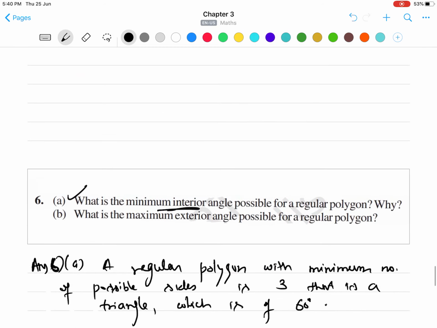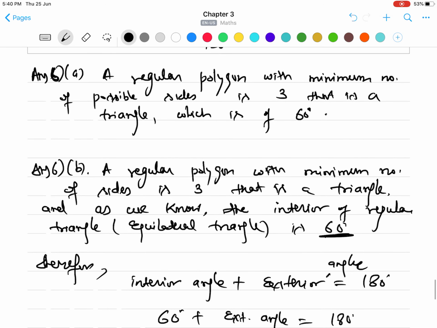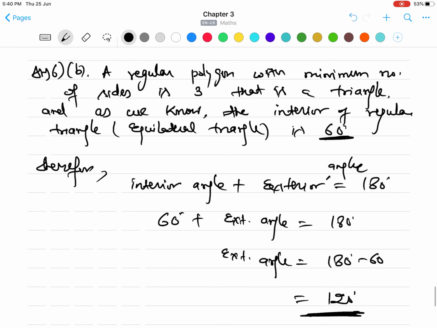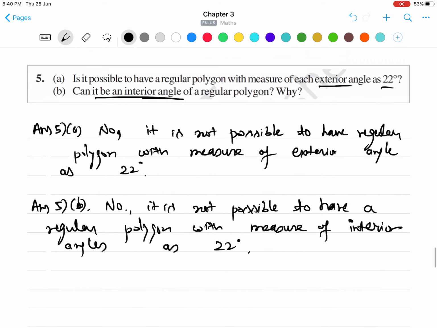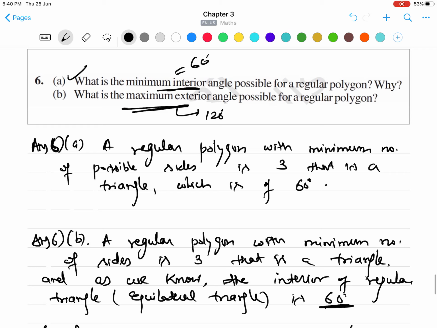Okay, so you are asked what is the minimum interior angle. The answer is, minimum interior angle for a regular polygon is 60 degree. Then you are asked what is the maximum exterior angle. That angle is 120 degrees. Okay, so that's the solution of question number 6 of this exercise. With this we have finished all the questions of exercise 3.2.